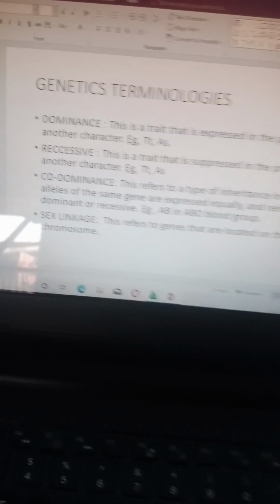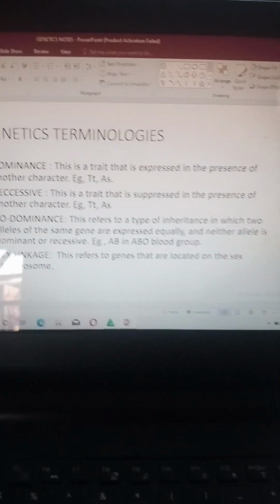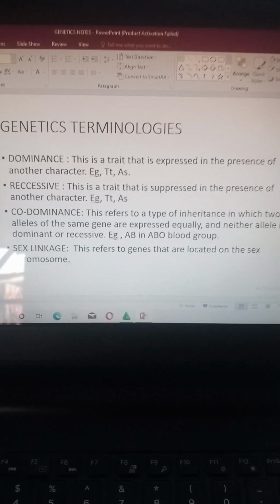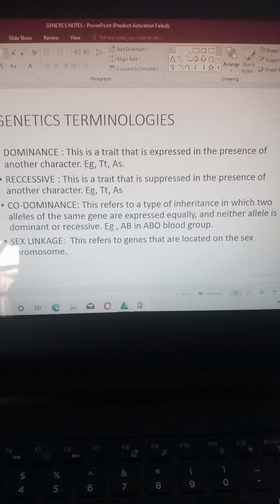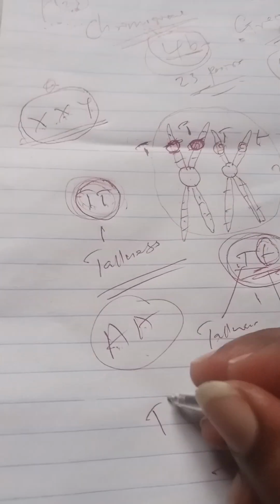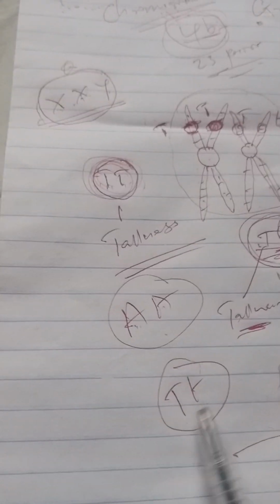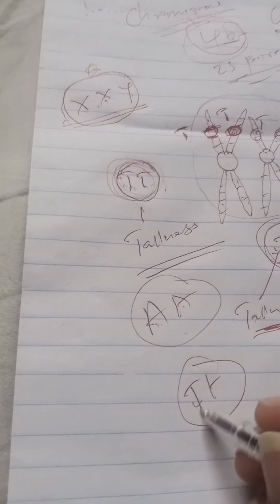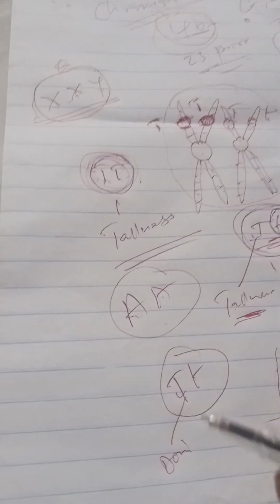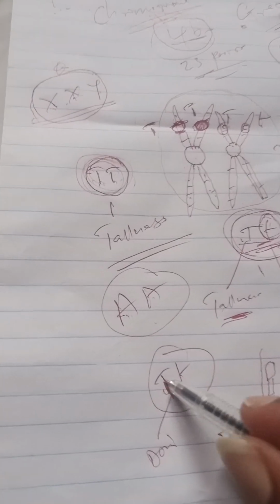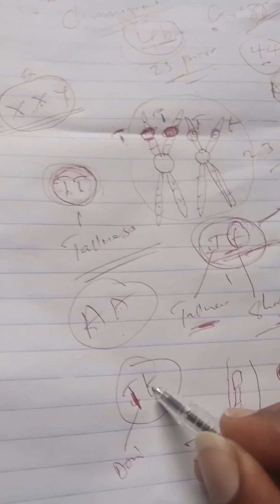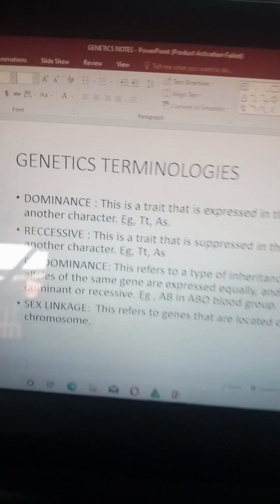Then we have dominance. This is a trait that is expressed in the presence of another character. I've already done something like that here. I just talked about Tt. In this Tt, I said the person is going to be tall but carrying a trait for shortness. What does this mean? This T is dominant. That means this character is being expressed in the presence of another character. That is what dominance is all about.